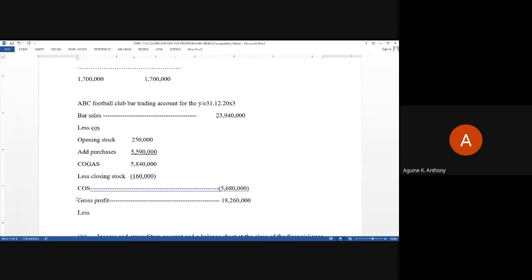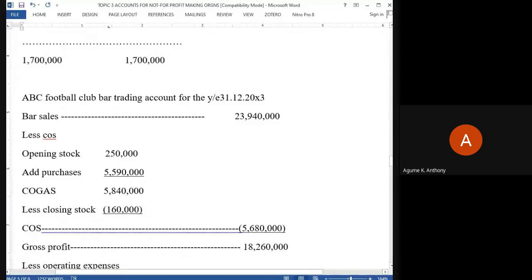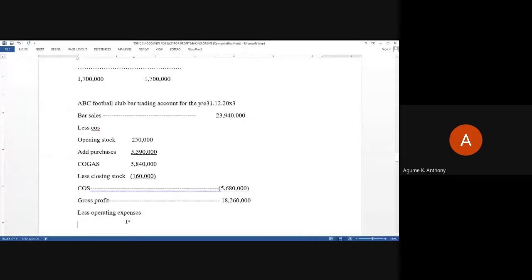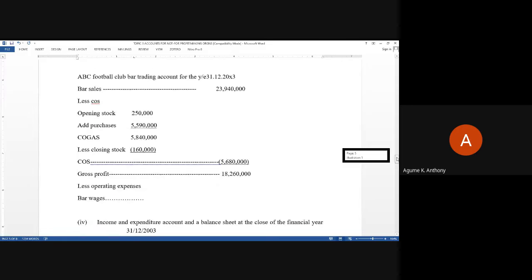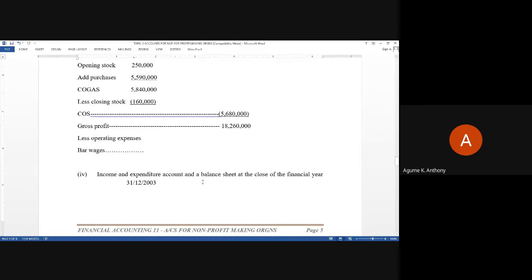Less operating expenses. And the operating expenses that you will less are those that relate to the bar, strictly to the bar. Any other expense which does not relate to the bar will be taken to the income and expenditure statement. So I have bar wages. The figure for bar wages is 1,690,000.